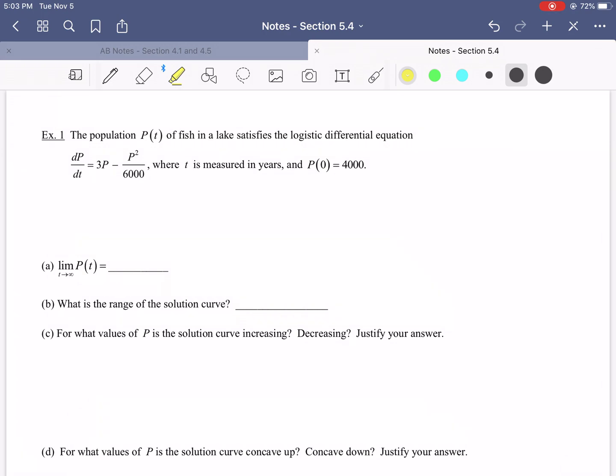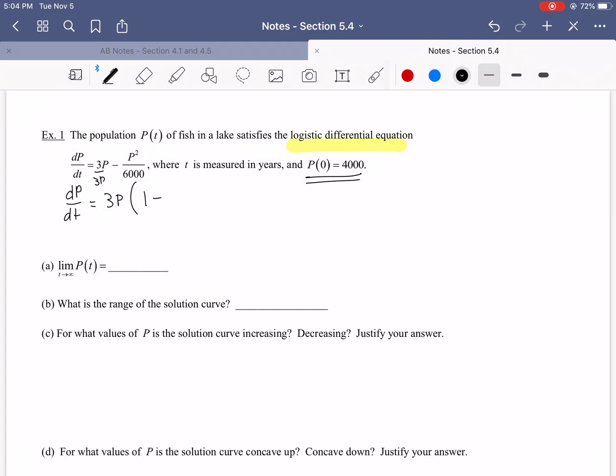It says the population P(t) of fish in a lake satisfies the logistic differential equation dP/dt is equal to 3P minus P squared over 6,000, where t is measured in years, and we have an initial condition or an initial population of 4,000. We're going to come back to that here in just a minute. Now, this equation is not really in a form that is helpful, so I'm going to factor it into a form that is helpful by factoring out the leading term. If I factor out a 3P, that's going to leave me with a 1, since if I divide this term by 3P, it gives me 1.